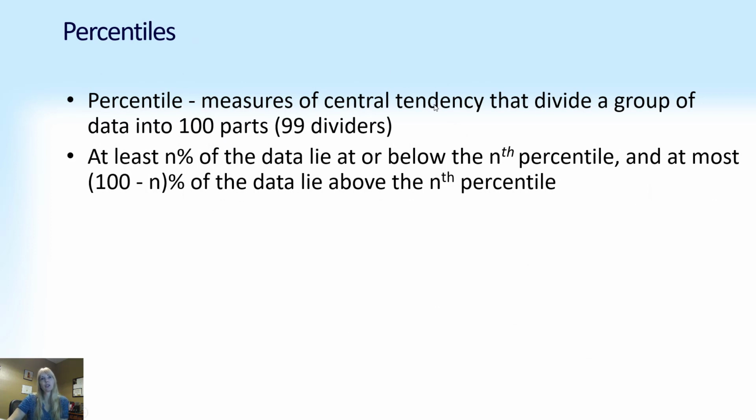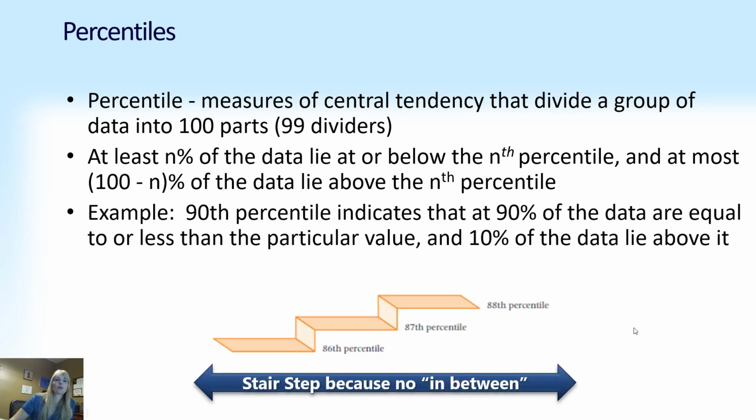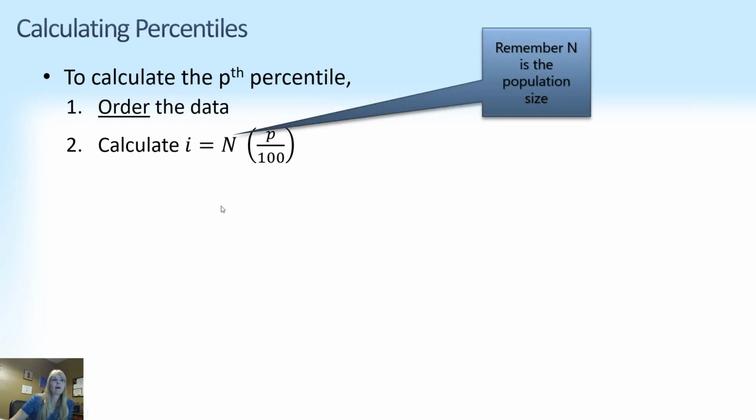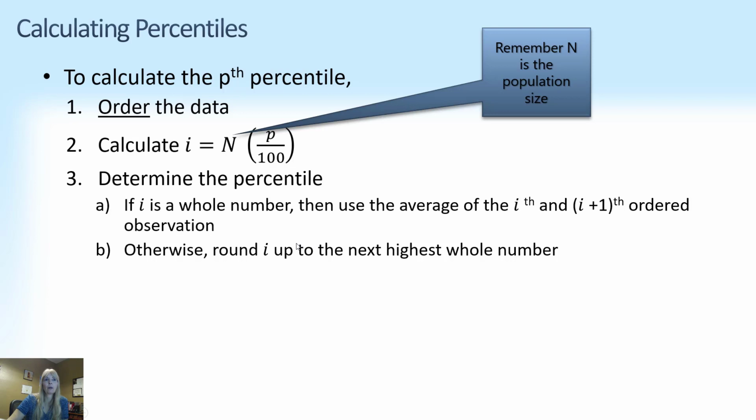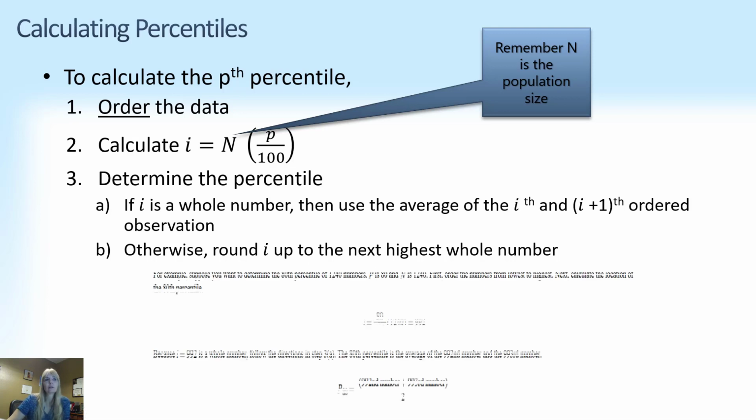Percentiles, so we're still looking at central tendency, but we divide things into 100 parts, a percent. A lot of times you'll see things reported where your score was in the top 99th percentile. And to be able to calculate these, remember N is the population size, and whatever percentile that you want, this gives you your index number. So this is simply your index number. If you get a whole number, then you average the ith and the i plus 1, in other words, my index number and the next one. Otherwise, you're just rounding up to the next largest whole number.